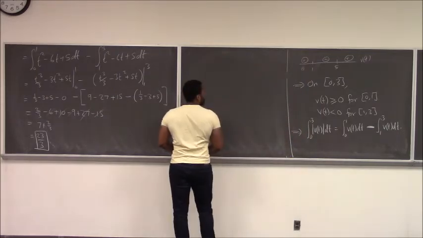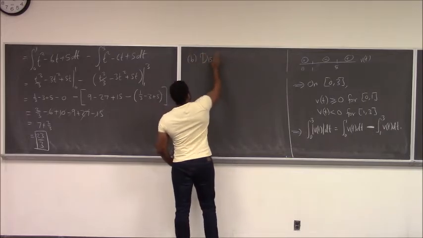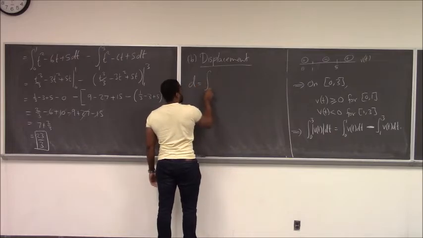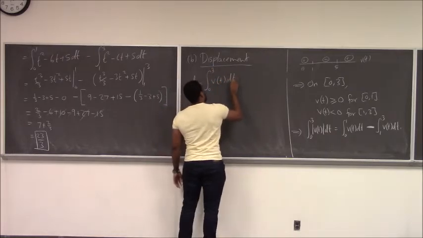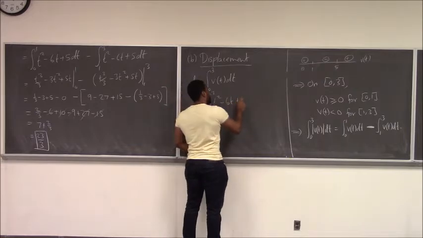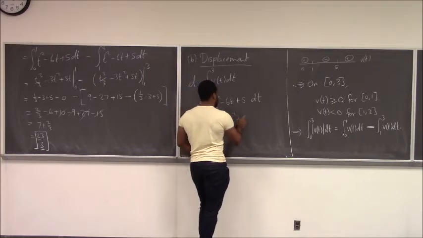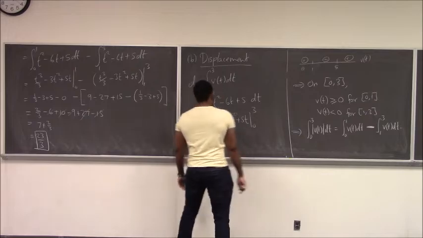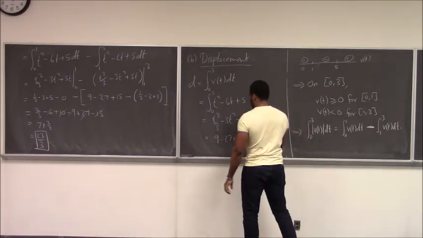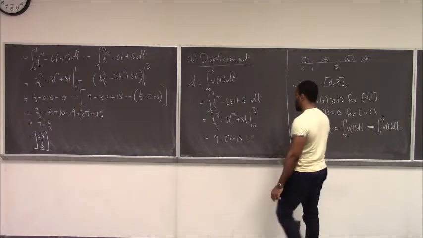If I want to find part B, displacement, well, that's just going to be the integral from 0 to 3 of the velocity function. So I don't care where it's positive or negative, I'm just going to do a straight computation of this guy. t squared minus 6t plus 5. t cubed over 3 minus 3t squared plus 5t between 0 and 3. So that's going to be 9 minus 27 plus 15. Now, the 9 plus 15, that would be 24 minus 27, so minus 3.